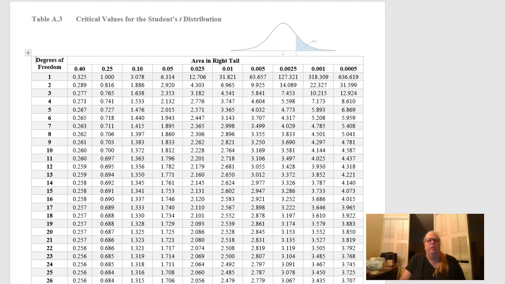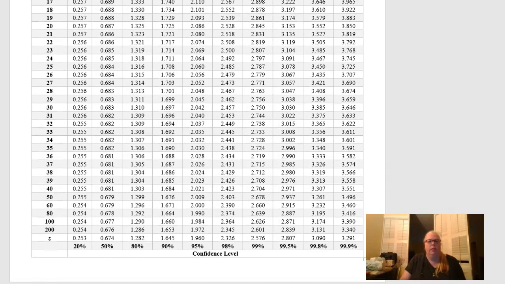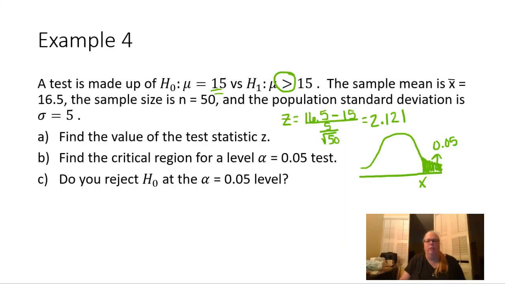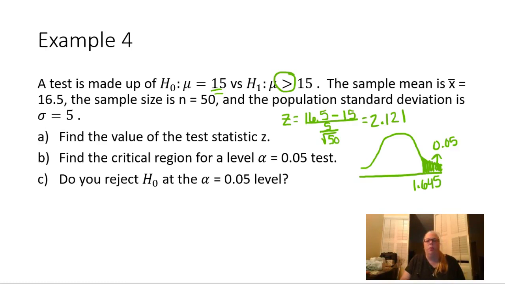0.05. This is the fourth column over. We're going to go down to the Z line. This is 1.645. This value is 1.645.